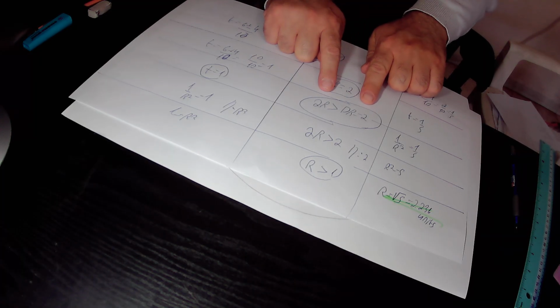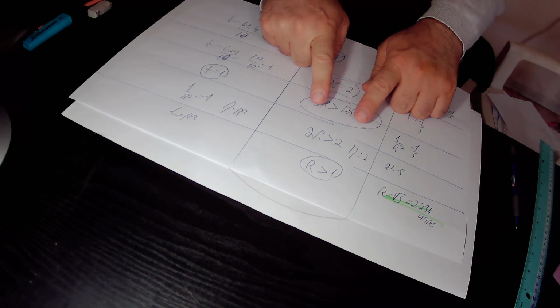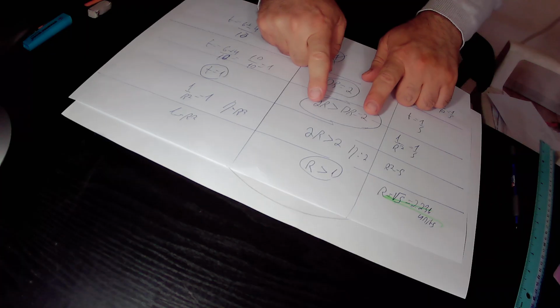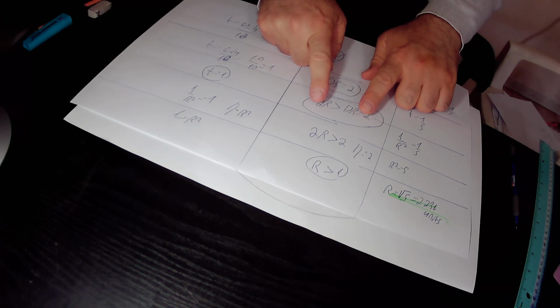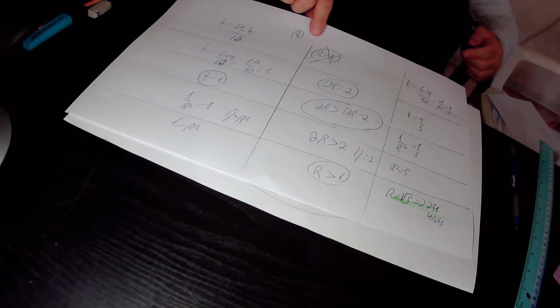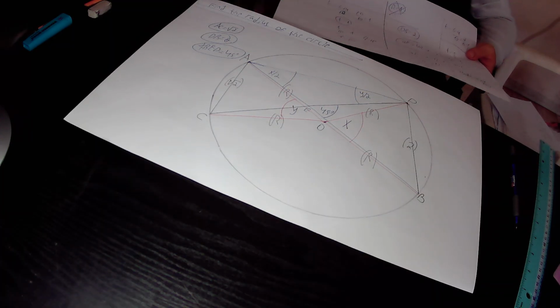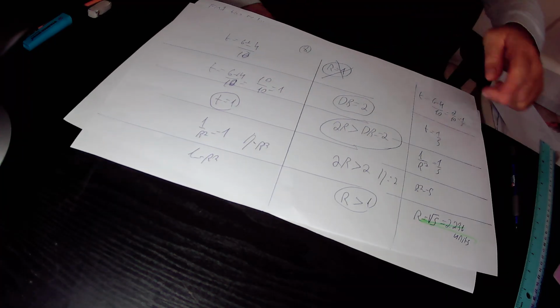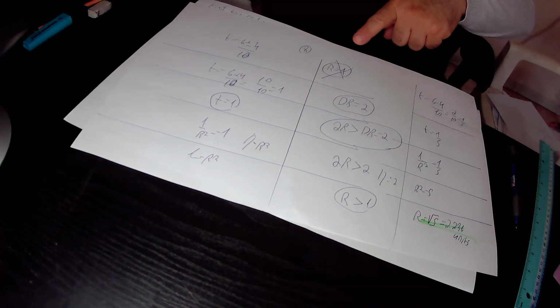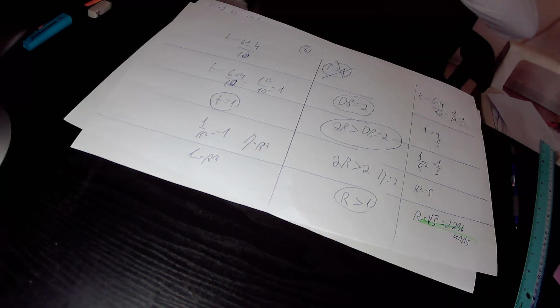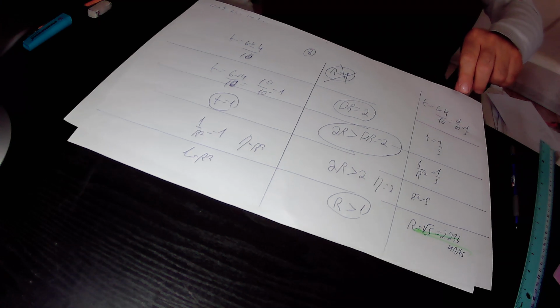From this inequality, we derive that 2r is greater than 2. Here we divide this inequality by 2, and finally we get that r is greater than 2 over 2, which is 1, so r is greater than 1. If the radius must be greater than 1, it cannot be equal to 1. Therefore we cancel this solution, and we are left only with the second possible solution for t.